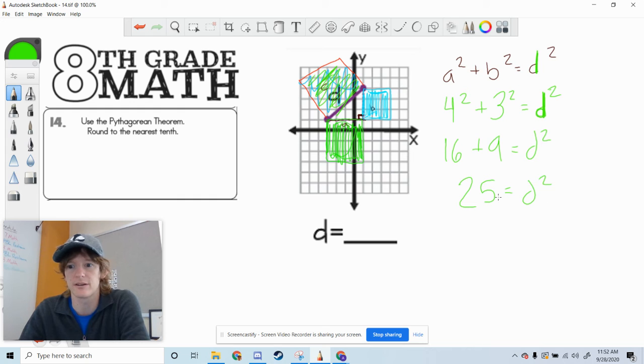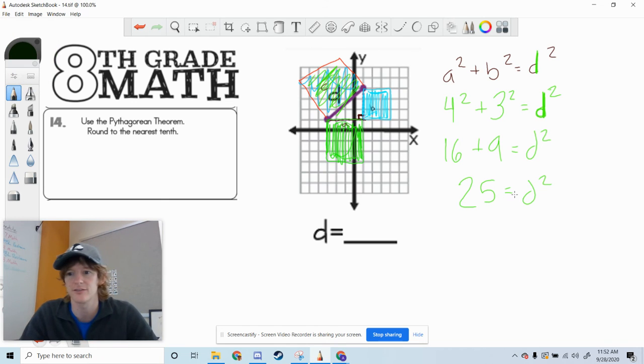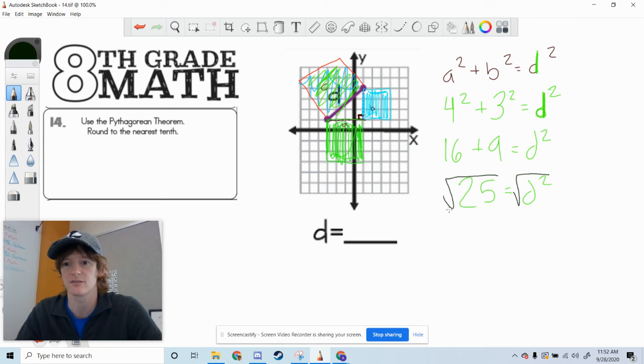In order to figure out what this D is without this exponent, we have to use an inverse operation to get rid of this exponent. And that inverse operation is the square root. Okay, when you do the square root of a number, you find out what times itself makes that number that's underneath this square root radical symbol.